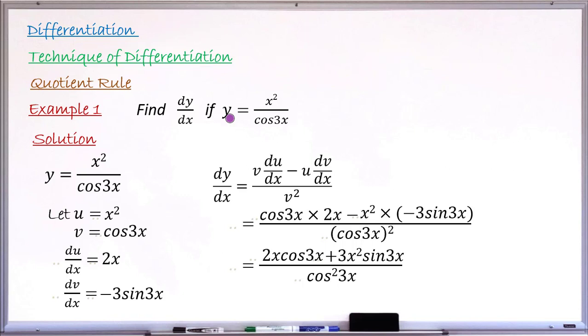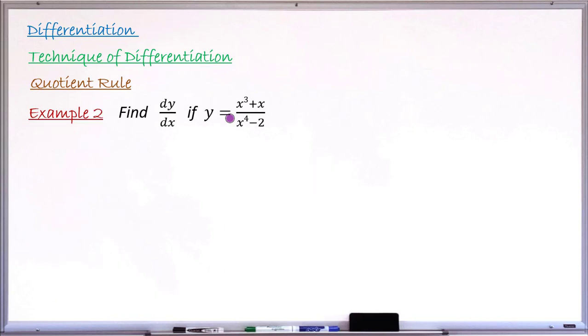So let's just take one more example. Example number 2, it says find dy by dx if you have the function y equals x raised to 3 plus x, all over x raised to the power 4 minus 2. Solution to this very problem. What we now do, we copy the given function y equals x raised to 3 plus x over x raised to 4 minus 2.